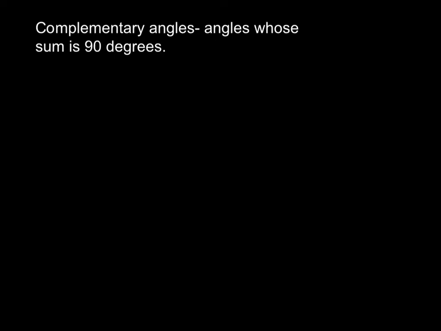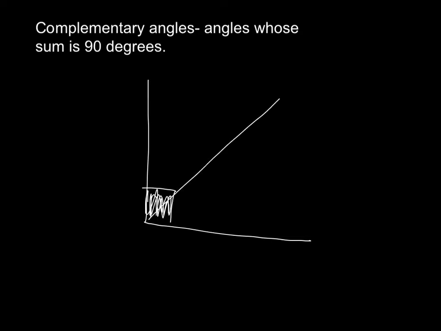Complementary angles are angles whose sum is 90 degrees. So if I have a 90-degree angle, angle 1 and angle 2 are complementary.